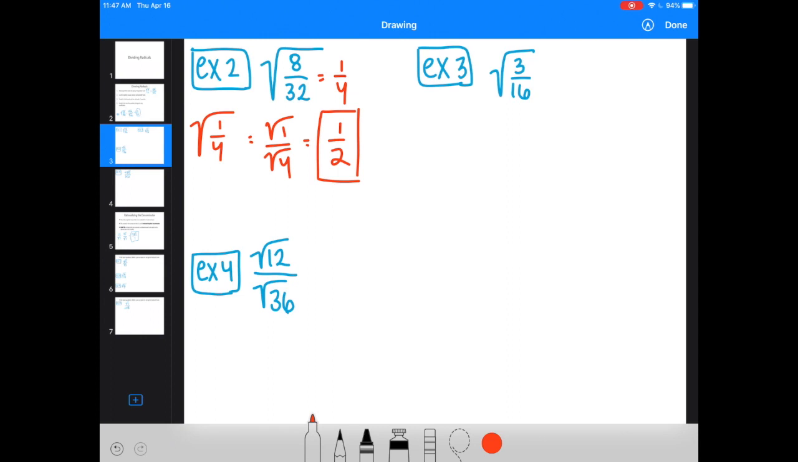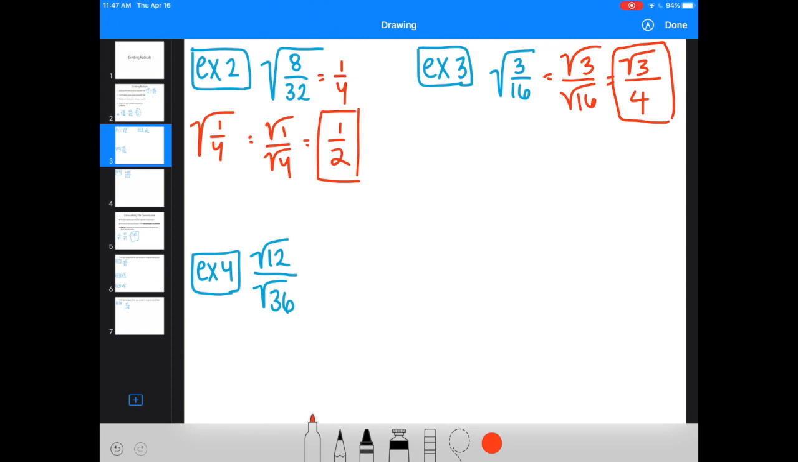Can 3 over 16 be simplified? No, it cannot. So now I'm going to go through my process. So I'm going to break up that radicand into square root 3, square root 16. Square root of 16 is a perfect square. So I break that up into square root 3 over 4. And that's as simple as I can go.